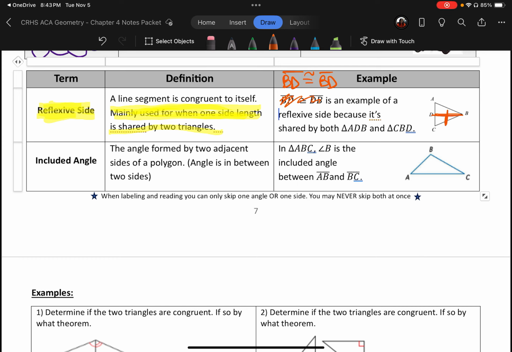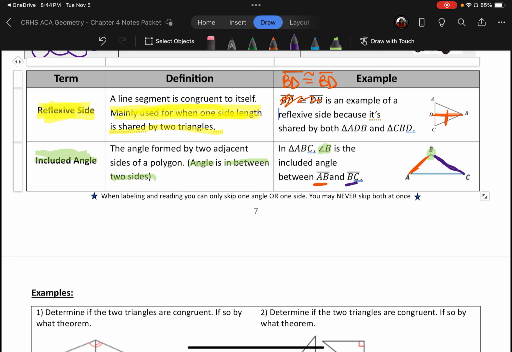The next thing we look at here in this last section of the table is an included angle. We've already talked about included, okay? Included angle just means that this angle is in between two sides. So for example here, if I look at triangle ABC, angle B, this angle right here, is an included angle, which happens to be in between AB and between BC. So that angle B is the included angle. It's in the middle between the orange side and the purple side.